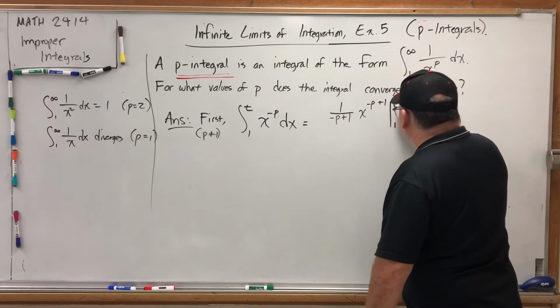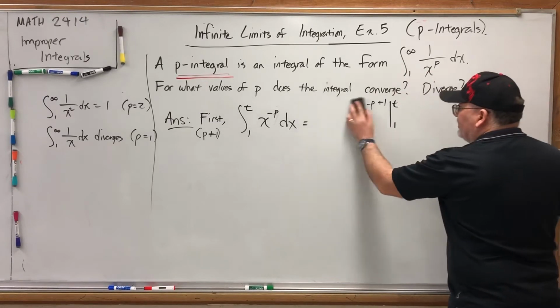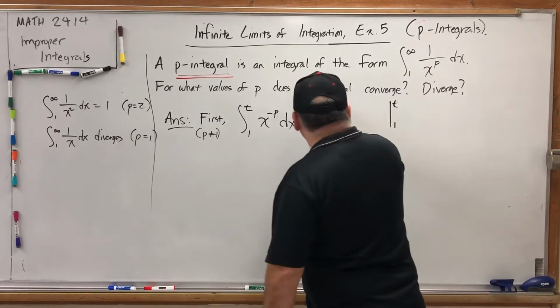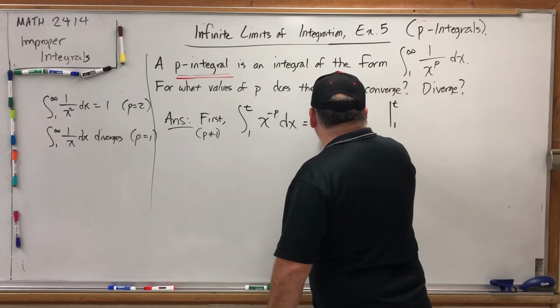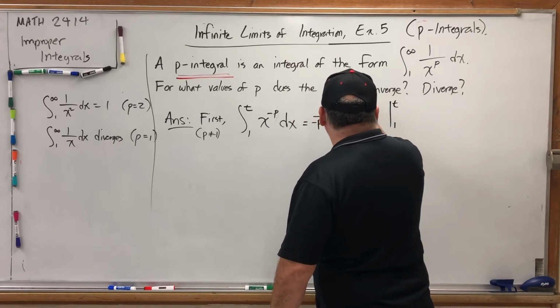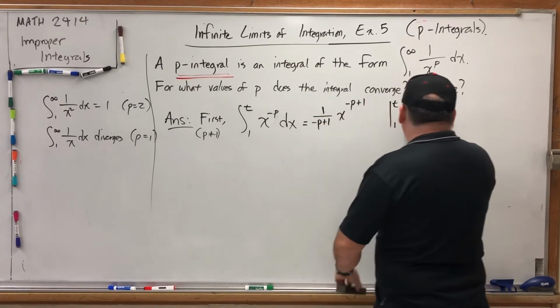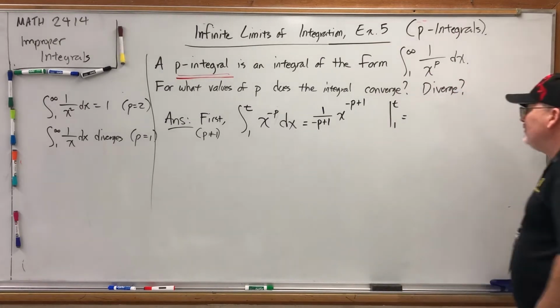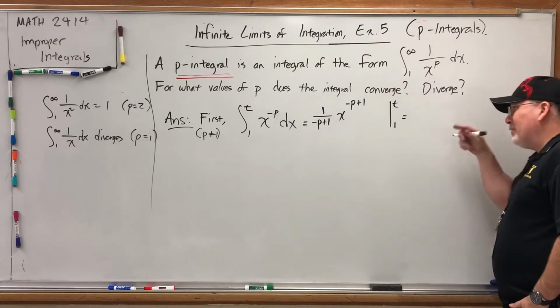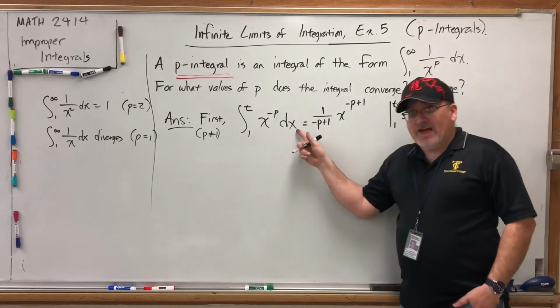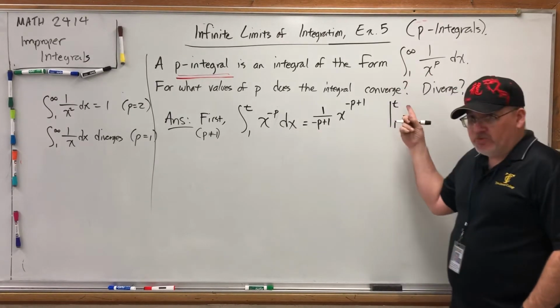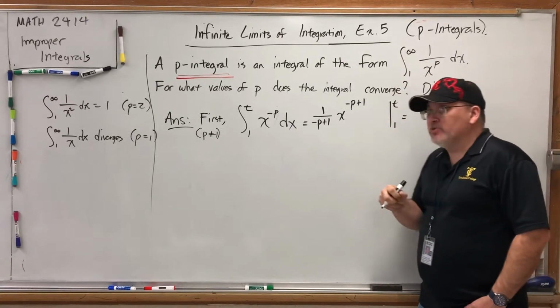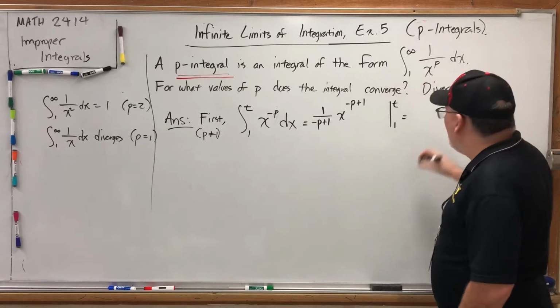We can just continue evaluating this. Let me write it a little bit better: 1 over negative p plus 1 times x to the negative p plus 1, and we're evaluating this from 1 to t. Now be careful. These limits of integration represent values for x, so the x will be replaced with a t, and the x will be replaced with a 1. The p is just an unknown constant.